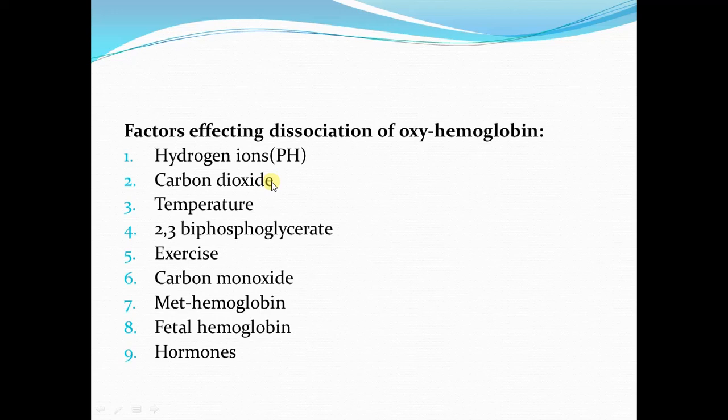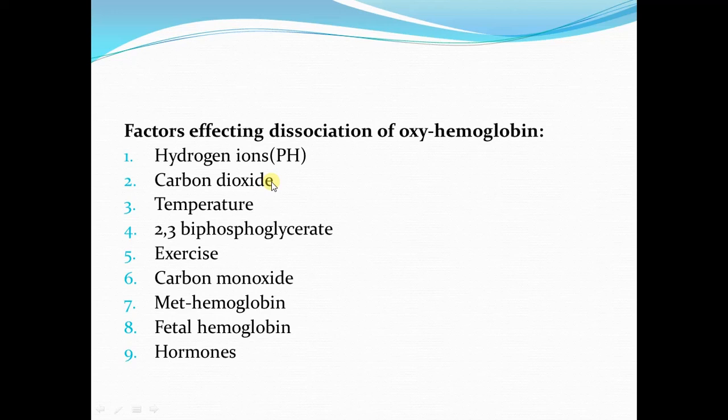because carbon dioxide is an end product of tissue metabolism. Its concentration is more in the cells and in the interstitium. So in the tissues, when the blood is passing through the capillaries, increased carbon dioxide will cause dissociation of oxygen from the hemoglobin, and this will help in delivering the oxygen to the tissues.